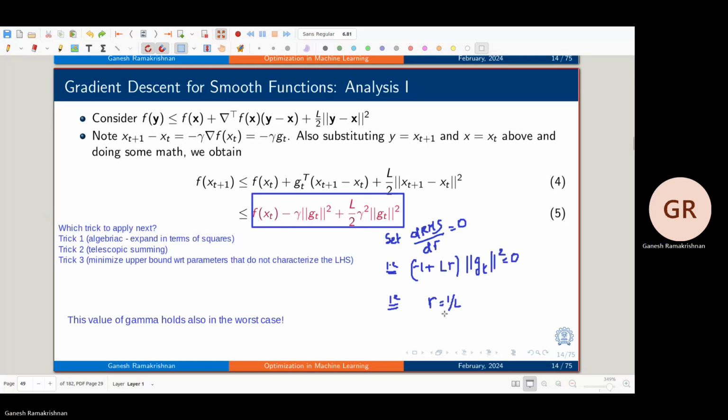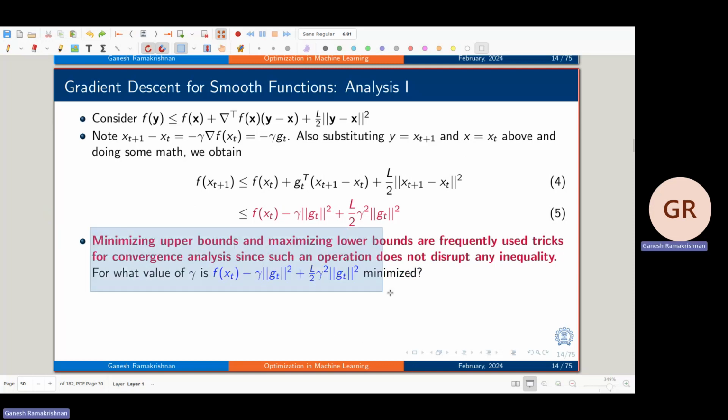Gamma is 1 upon L. Wow, that's interesting. The step size being recommended here is 1 upon the Lipschitz smoothness factor. There's a reason I spent a little bit more time on the Lipschitz smoothness factor, which is that L has some interesting property there. So gamma is 1 upon L. Okay, so now what happens? This gamma is 1 upon L, this is 1 upon L. My expressions will significantly simplify. So the value of gamma will hold also in the worst case.